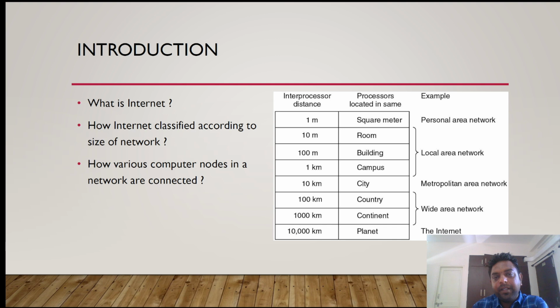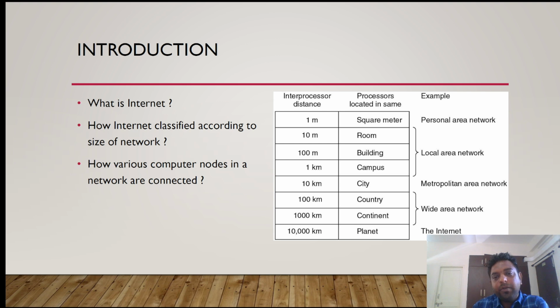So basically, the network of networks is known as the internet. When two or more computers are connected, they form a network. And when many networks come together, they form a part of the internet, and the whole of the networks across the earth form one network, and it is known as the internet. According to the size of the networks, we can classify them as PAN, LAN, MAN, WAN, or internet.